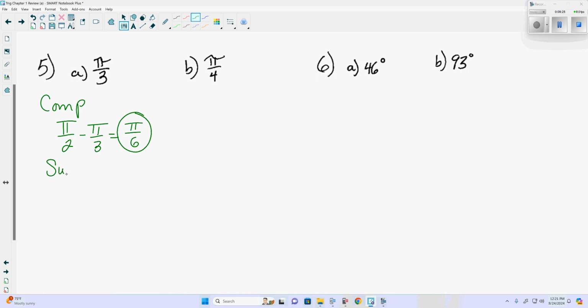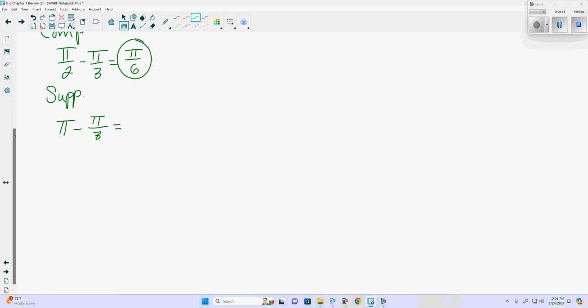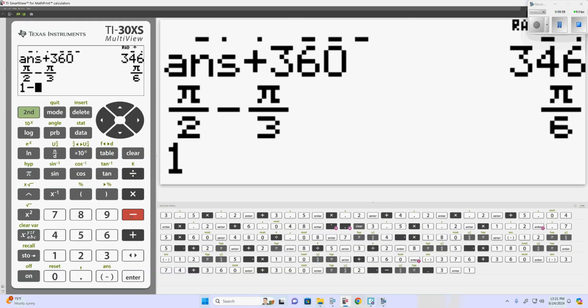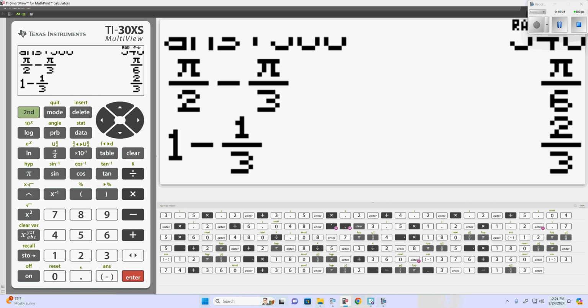Supplement. It should add together to be 180 or pi. So we're going to take pi and subtract pi over 3 from it. Questions on this so far? Now with this next one, pi minus pi over 3, will our answer have pi in it? Well, yeah, it's in common with both, because I'm taking 1 pi and subtracting 1/3 pi from it. The graphing calculators can do 1 minus 1/3, it'll do it just fine.